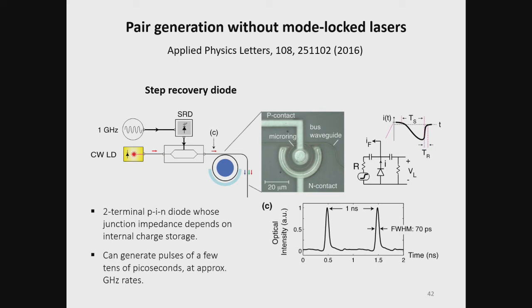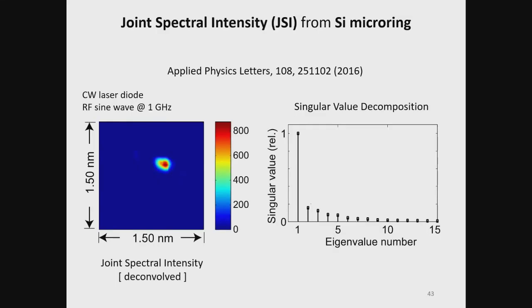And this 70 picosecond pulse matches the cavity lifetime of the microring with a Q of about 1 million. And so now you have a pump whose width matches the cavity lifetime. What that means is when you look at the joint spectral intensity of the signal-idler photon, you get something very close to a circle. It's not a perfect circle.